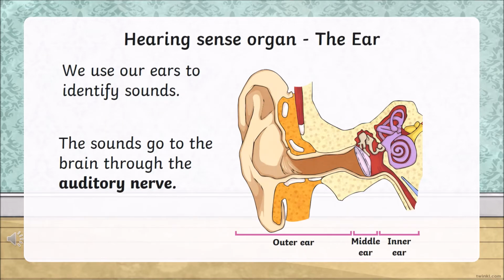The ear is the sense organ we use to hear. We use our ears to identify sounds. The sounds go to the brain through the auditory nerve.